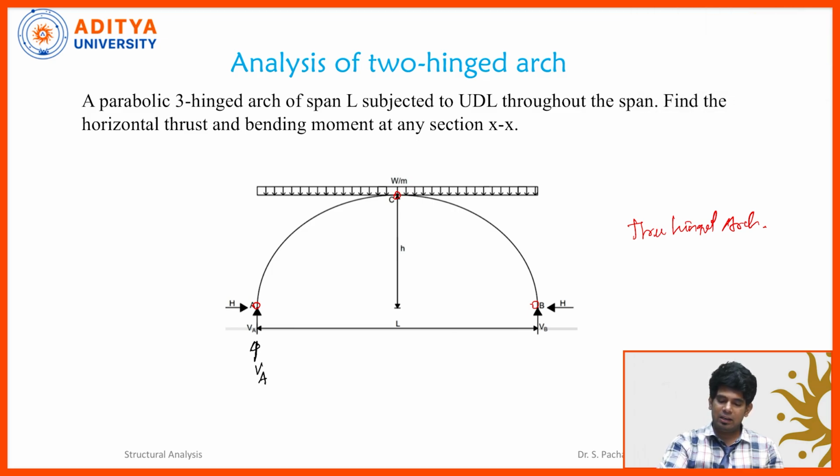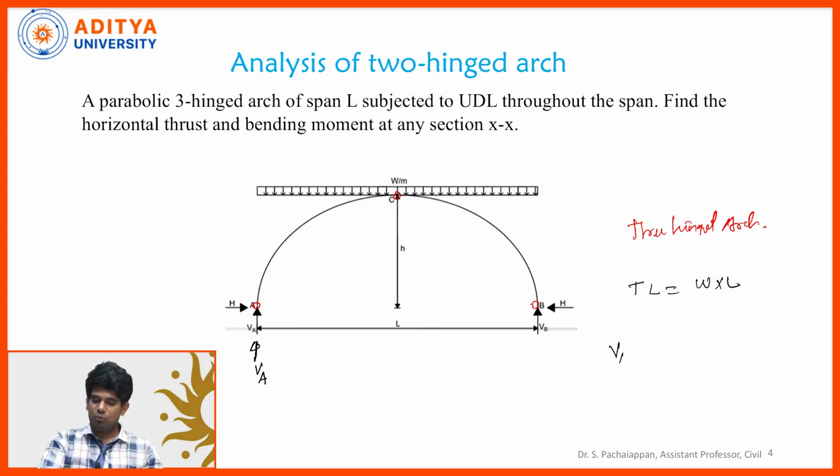Now let's calculate the values of the reaction forces first. Calculating the reaction force is very simple for this problem because the UDL is throughout the span, so it is a symmetrically loaded arch. We need to calculate the total load. This is the UDL, so W multiplied by L. So WL is the total load. VA is equal to VB since it is a symmetrical section. So VA is equal to WL by 2.